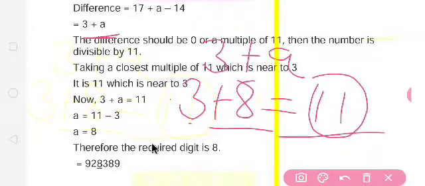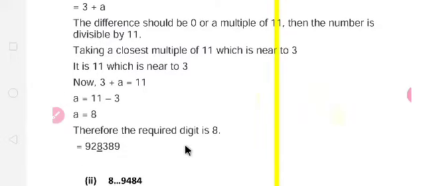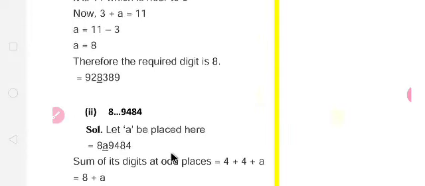We have to take a number in place of A so that our answer comes equal to 0 or 11. Here 0 is not possible, so we have to make 11, so that if we add 8 to 3, then only the answer will come as 11. Therefore the required digit is 8, and the number is 928389.